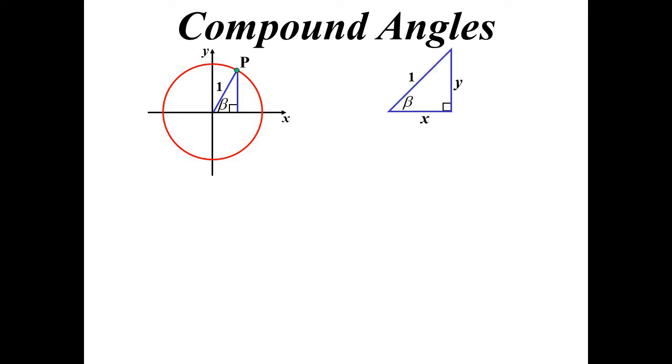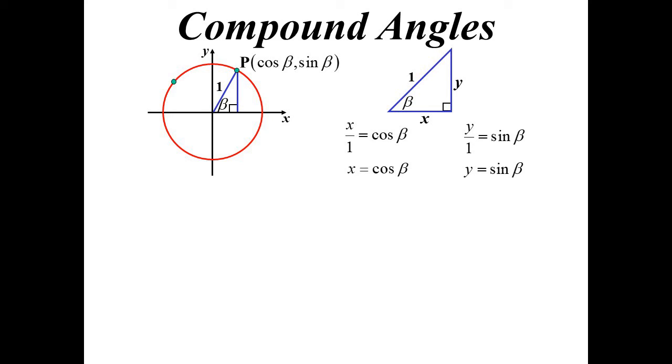Using a bit of trig, it's easily shown that the x coordinate would be the cosine of whatever beta is, and the y coordinate would be the sine of whatever beta is. So in other words, the coordinates of P is cos beta, sine beta. Now it does not matter where I put the point on the circle, it will always have cos of the angle that it makes with the x-axis, sine of the angle that it makes with the x-axis. So I could put another one over there.